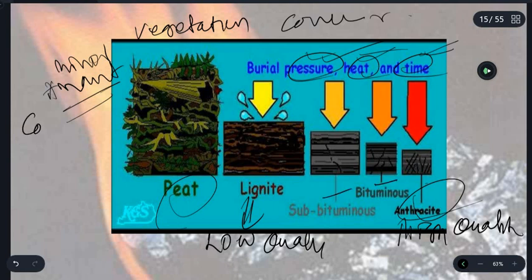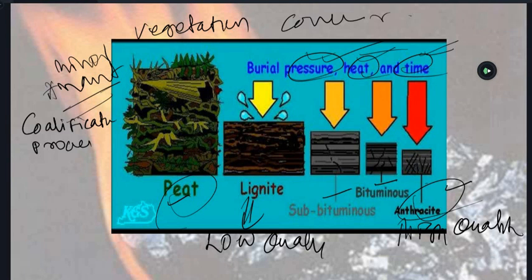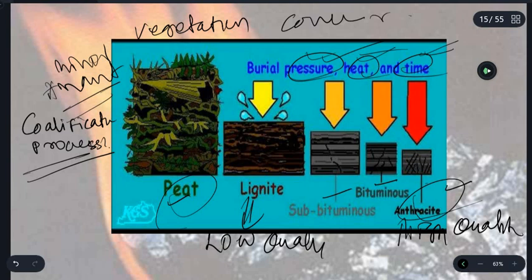Can anyone tell what do you mean by qualification process? बताओ. रैंक तो बता दिया मैंने. रैंकिंग मीन्स पीट से कैसे एंथ्रासाइट जाता है, कन्वर्शन कैसे होता है थ्रू द पैरामीटर ऑफ द प्रेशर, हीट एंड टेम्परेचर. सो दिस इज कॉल्ड रैंकिंग ऑफ कोल. बट कैन एनीवन टेल मी व्हाट डू यू मीन बाय क्वालिफिकेशन प्रोसेस? क्वालिफिकेशन प्रोसेस. कोल के फॉर्मेशन का जो प्रोसेस है सारे को एक साथ क्वालिफिकेशन बोलते हैं.